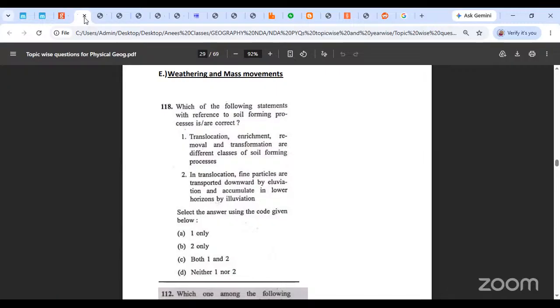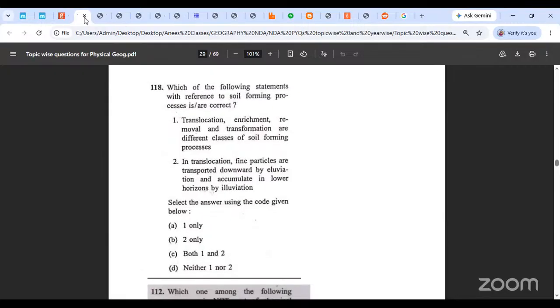Okay, we are on. Now we'll discuss the PYQs related to mass movements. We are back on. We are going to discuss the very first question. We are just discussing the mass movements value questions. We are not going to discuss the ones with the weathering part, okay? Because we already did that yesterday.